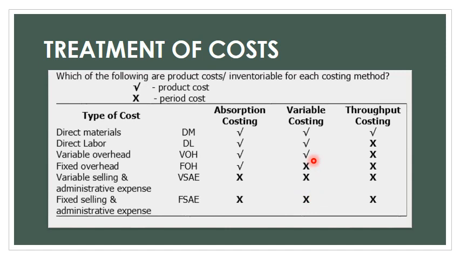Hindi siya inventoriable cost. Next, the throughput or super variable costing, sabi natin kanina, ang tinitreat niya lang as product cost or inventoriable cost ay yung direct materials. So, siya lang yung may check dito sa types of cost under the throughput costing. And all other cost, period cost na sila under throughput costing method.